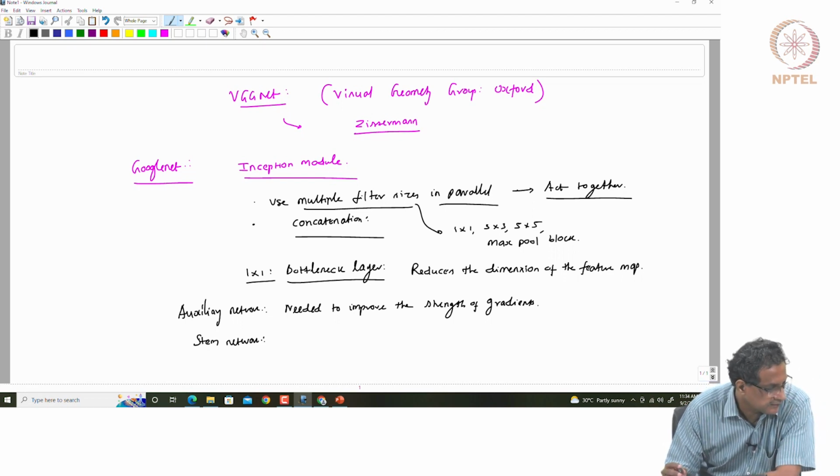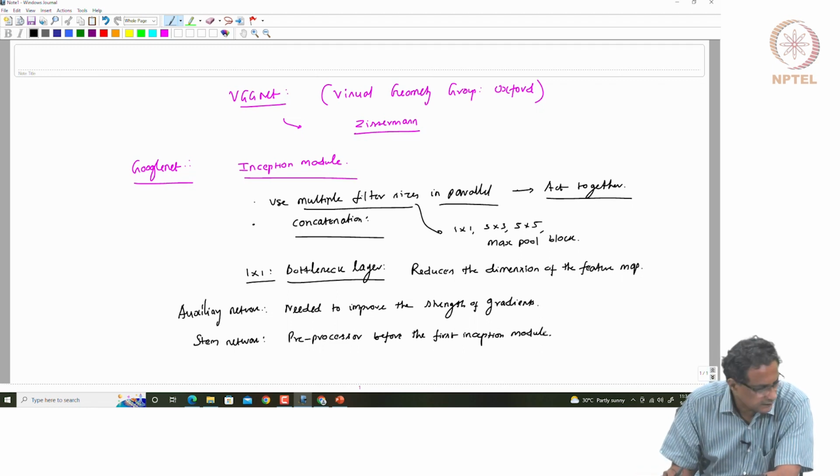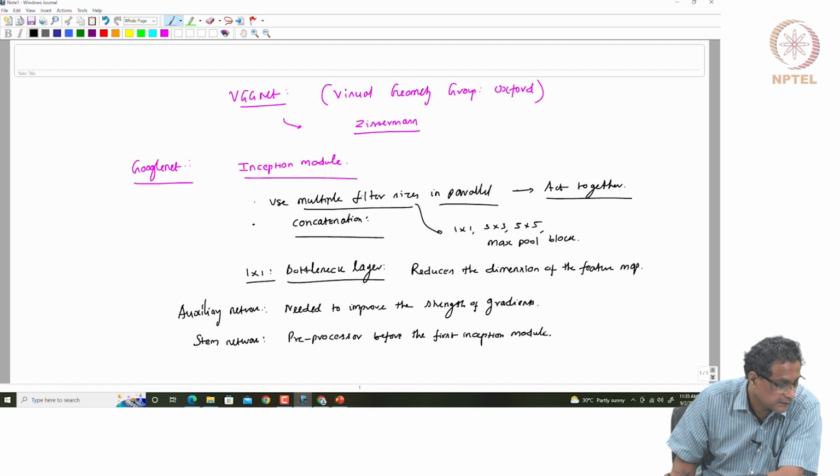So the stem network is a pre-processing module before the first inception module. Not everywhere, just before the first inception module. And we can see what it has.